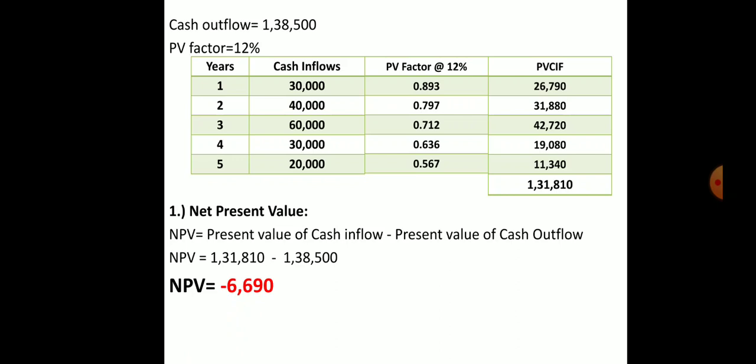So your NPV is negative, and I marked it with a red mark. If the present value is more than that, then we can select. If it is negative, let's see in the conclusion part. At last, we will make a conclusion.